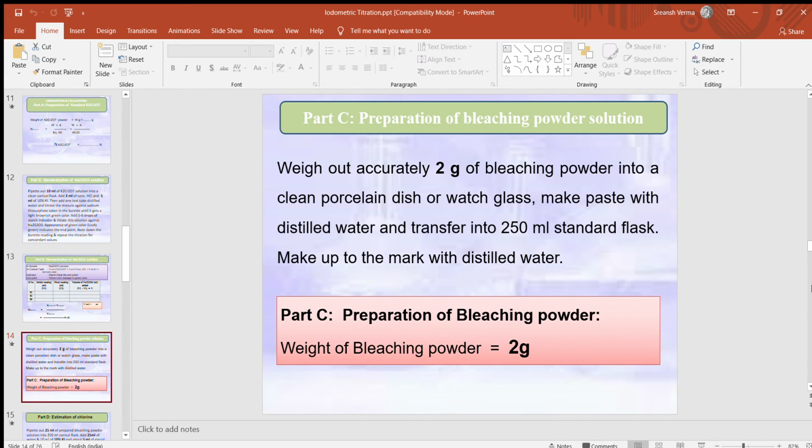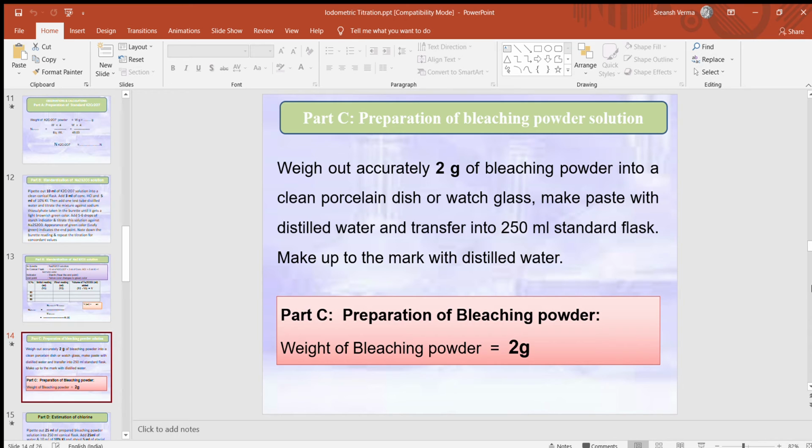Moving ahead, you need to prepare a bleaching powder solution. The weighed amount of bleaching powder will be given to you in the pestle mortar. In that pestle mortar, you have to add a little amount of water, grind it well, and make a smooth paste of this bleaching powder. Make sure that there are no granules.